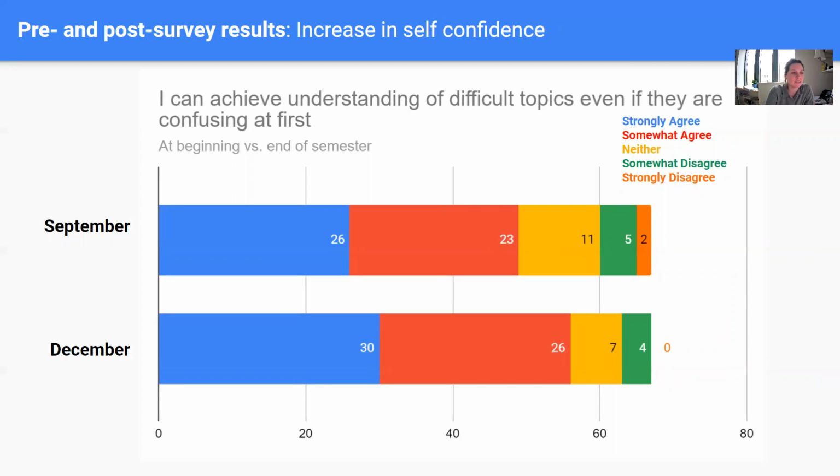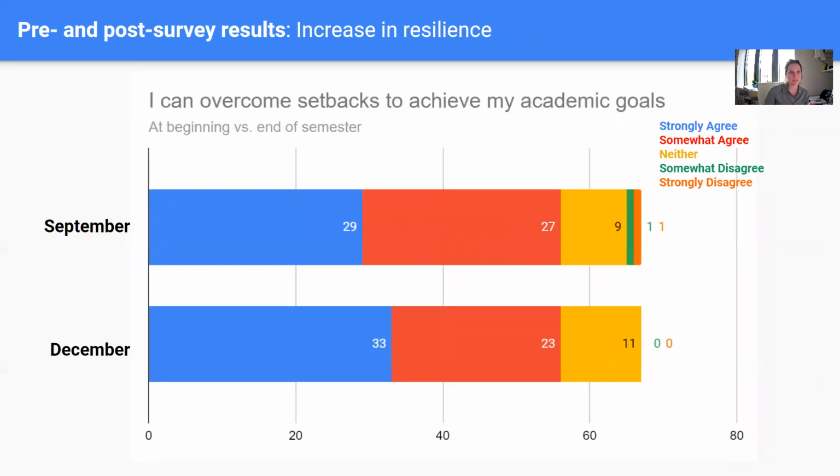We see an increase in self-confidence: I would say I can achieve understanding of difficult topics, even if they are confusing at first. In September, the majority said that they agreed, but some strongly disagreed. And by December, we saw an increase in the agrees in terms of being able to understand difficult topics, as well as an increase in resilience. Here, we increased the number of strongly agrees on I can overcome setbacks to achieve my academic goals. And some of the strongly disagrees and somewhat disagrees were gone from before.